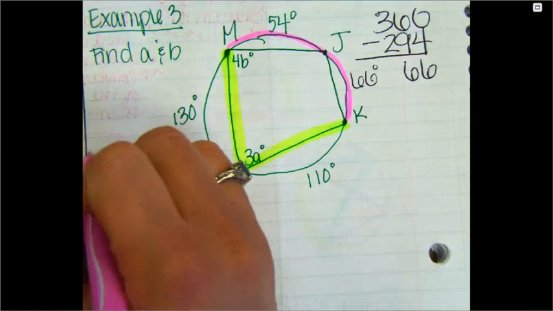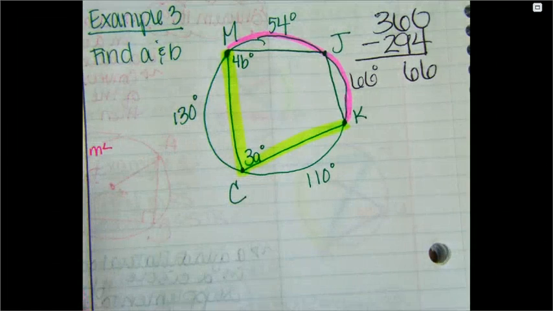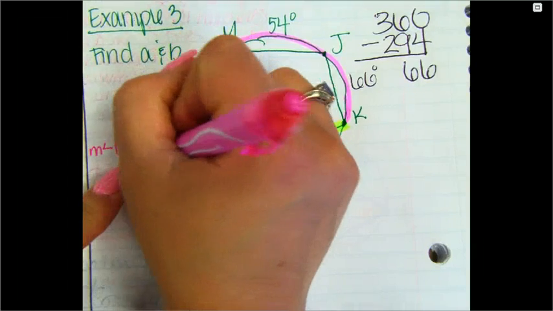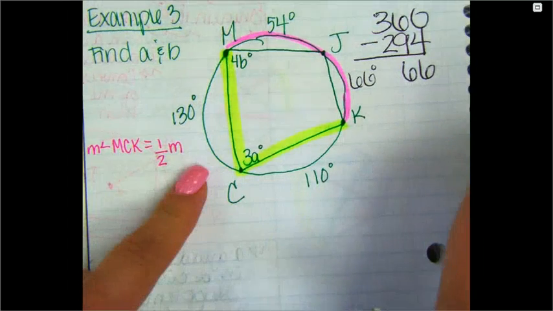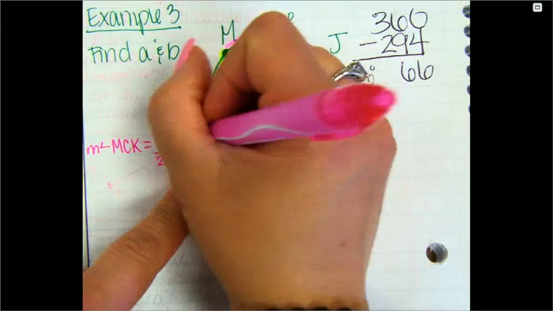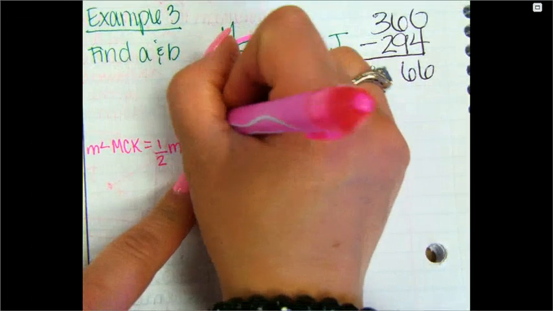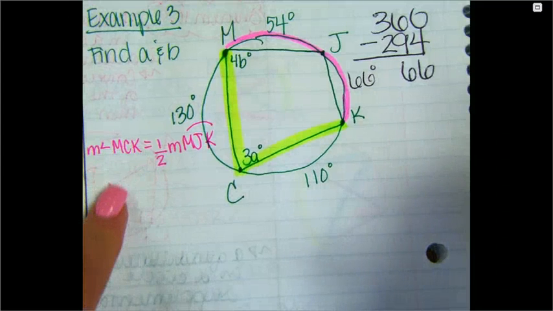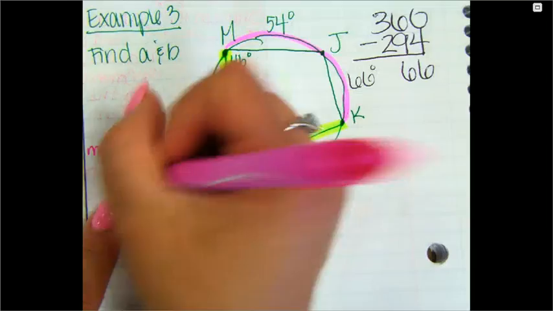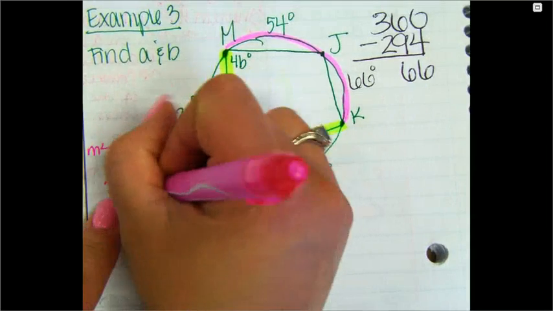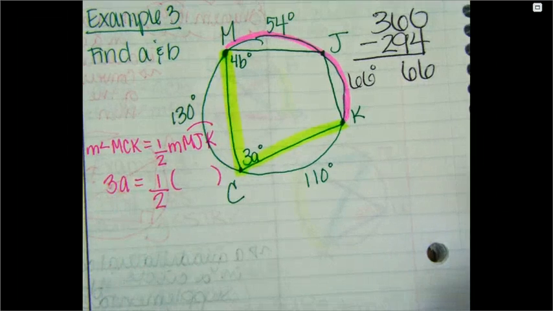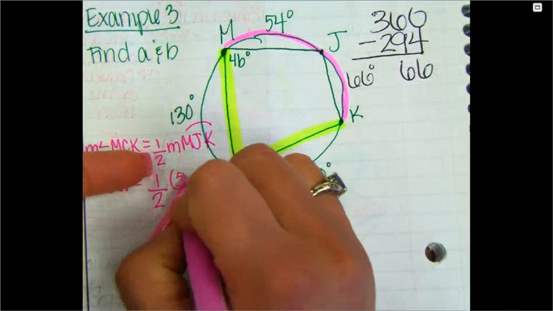I'm going to say the measure of angle MCK equals 1/2 the measure of arc MJK. Do you know what the measure of angle MCK is? What is it? 3A. 1/2. What's the measure of the arc? I don't know. What am I adding? Oh, good. So write that out.